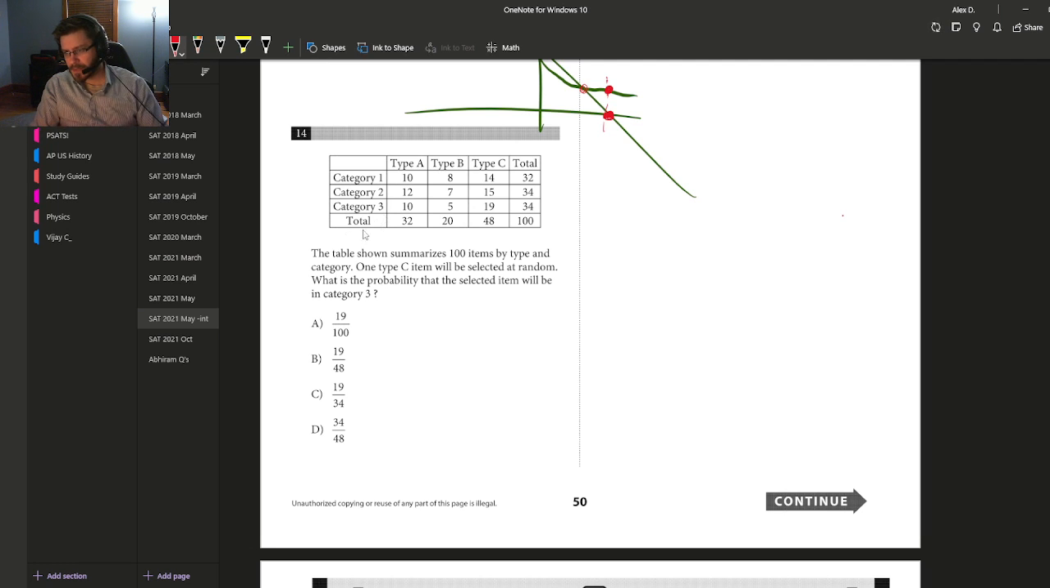Okay, this is pretty straightforward. Probability that the selected item will be in category 3. So one type C item selected at random. That's our denominator, so that's 48. And category 3 is our numerator, 19 out of 48.